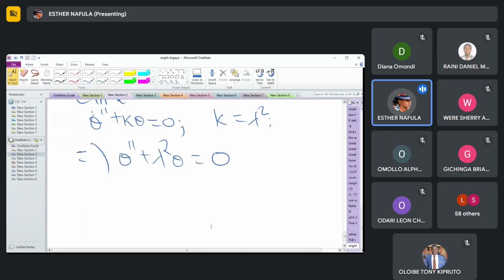Kisumu Central MP 2027. Is he present? Yes, yes. What are the roots? Yes, still working it out. Sorry? Working it out.